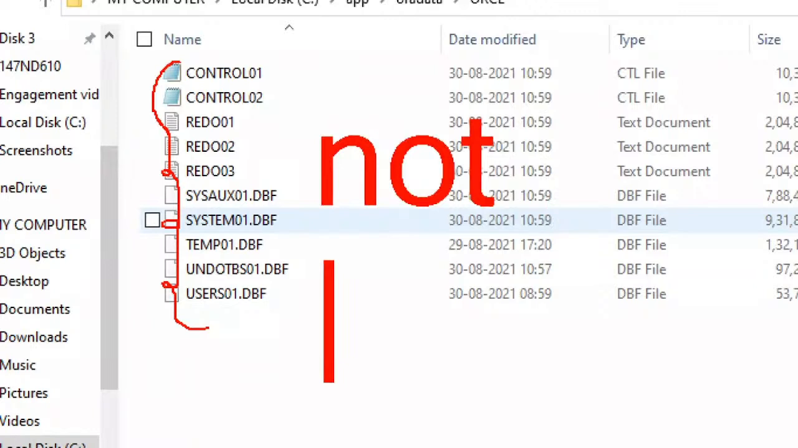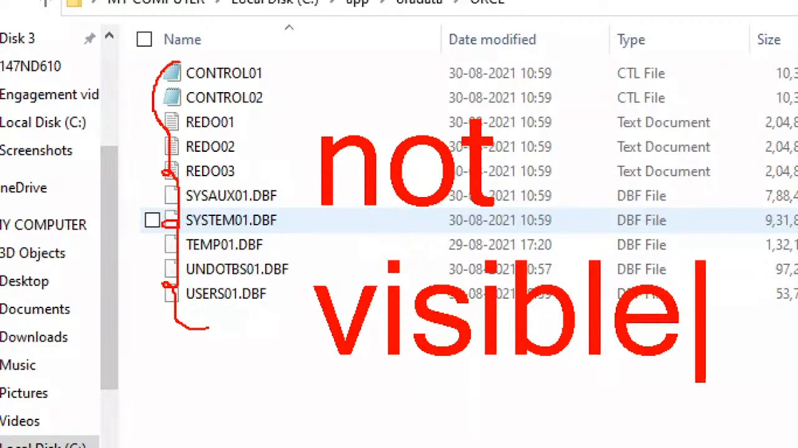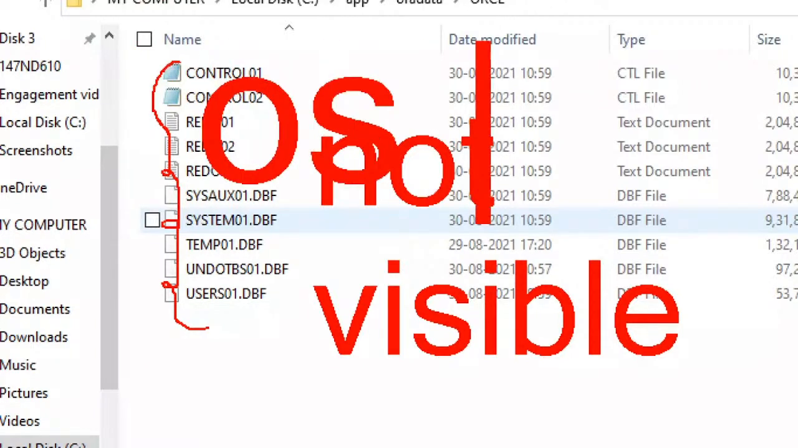This is not visible. That's why a structure which is not visible in the operating system, the OS, is called a logical structure. Very, very important. Tables are not visible in the C drive, D drive. Views are not visible in the C, D, E drives. Indexes, functions, procedures are not visible. They are visible in a database, I agree, but unfortunately not visible in the operating system.